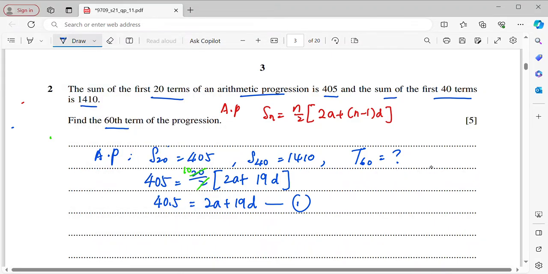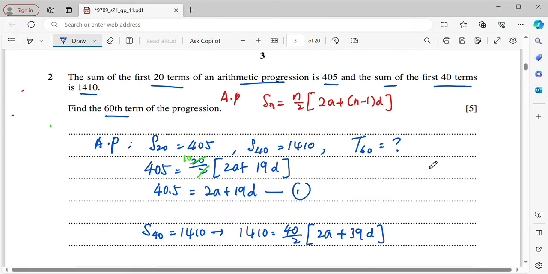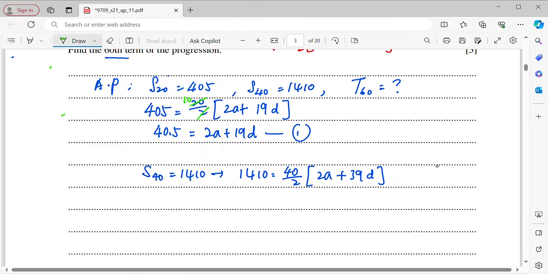Now, for the second equation, I'm going to use S40 equals 1410. That means 1410 is, now your n is 40, therefore 40 over 2, 2a plus 39d. Now 40 over 2 is basically 20, so this 20 moves down to the left side. For 1410 divided by 20, it will be 70.5. Then for the right side, just rewrite the two terms. That is our second equation.